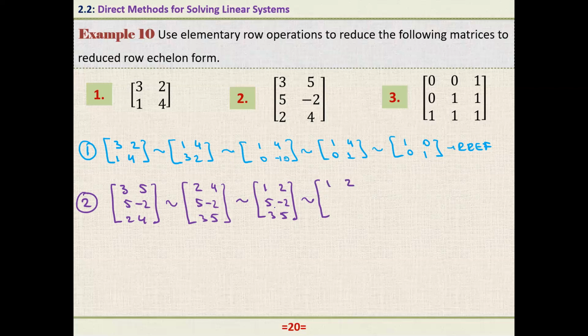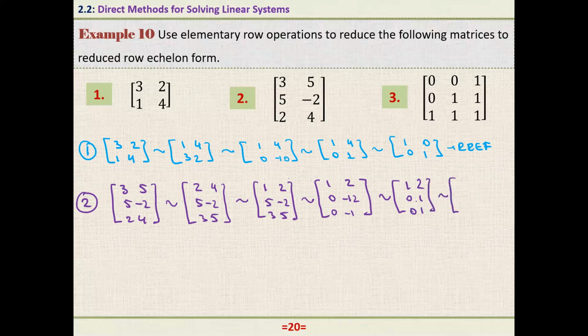Multiply by -5 and add to the second row. So here we have 0, -5, -10 plus -2, -12. And multiply the first row by -3 and add to the third row. So it is 0. So here we have -6 plus 5, -1. And one more, 1, 2. Multiply the second row by -1 over 12. That is 1. Multiply the third row by -1. So here we have 0, 1.